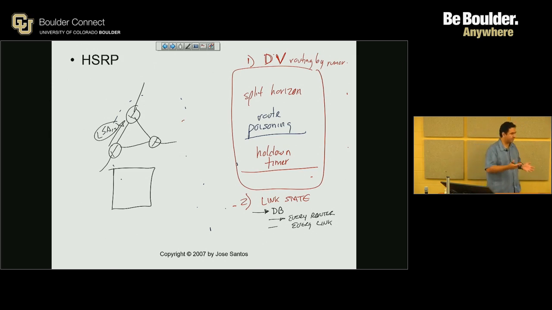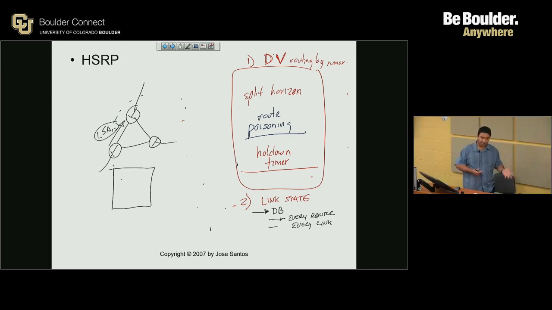The trade-off here is obviously you have to have more memory to keep the database. You need to do more processing to calculate the shortest path on a per route basis, per destination basis. The beauty is that you don't have to do any of this in the other domain, because if you lose a route, it might take all the way to 3 minutes before you can actually send packets again. Here, as soon as a link fails, you advertise an update to the database, everybody recalculates, and they know exactly whether the network is dead, or there's an alternative path.